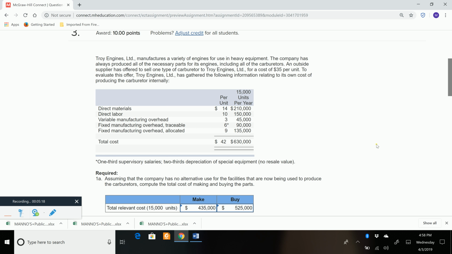carburetor internally. So they look at their own internal accounting data, and it looks like the total cost internally to make a carburetor is $42. And so obviously an unsophisticated manager would say, heck, we're making it ourselves for $42 and someone is offering to make it for us for $35. This is a no-brainer. We might as well go and ask this person to make it for us and we can save $7 a unit.